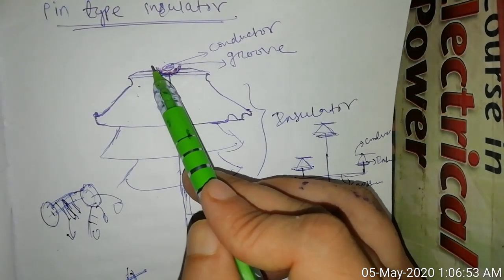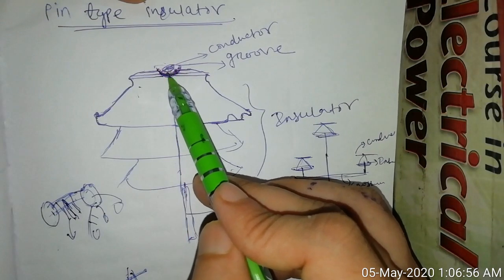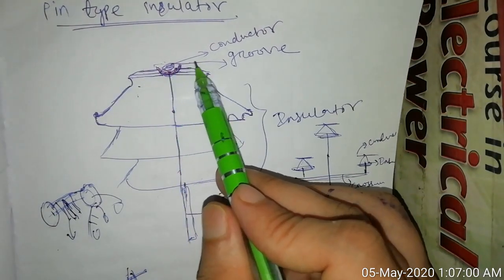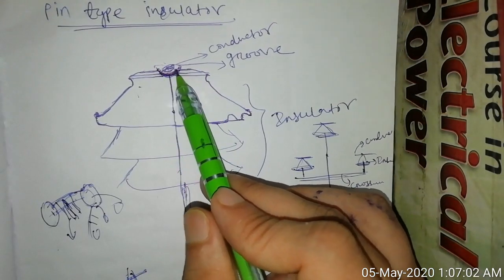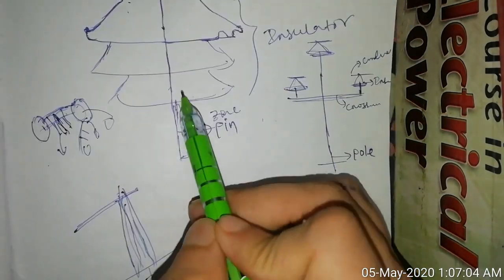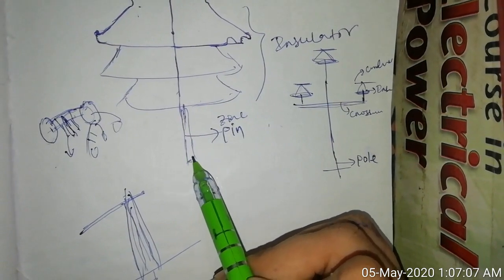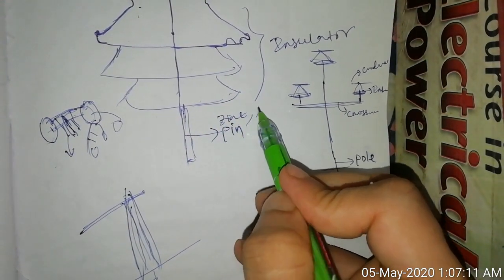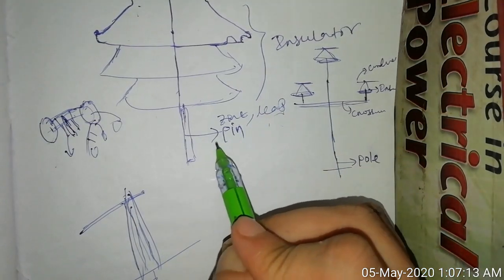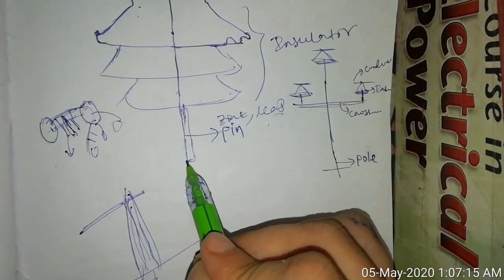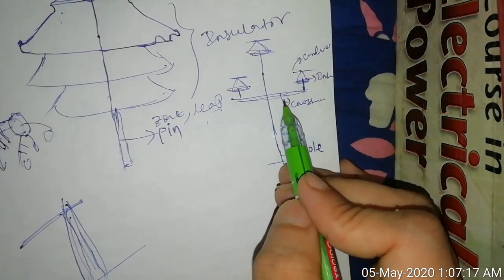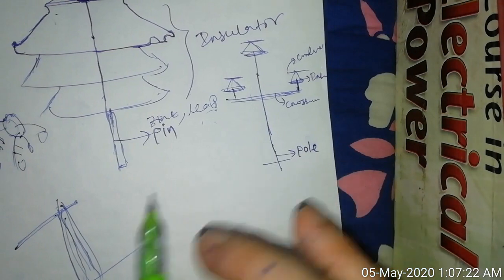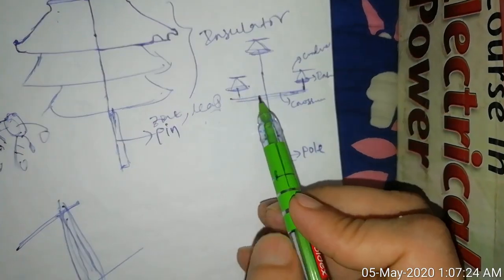Binding wires are used to tighten the conductor to the insulator so that it will not skip or get removed from the groove. If you look at the lower end, there is a pin which is of zinc, or it can be of lead also. This pin is actually attached to the cross arm of the pole.